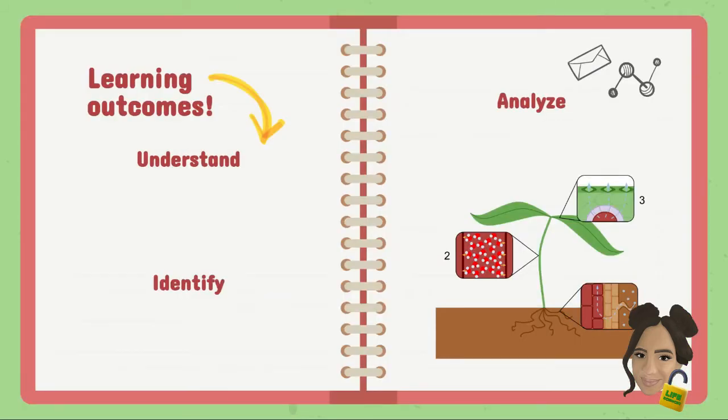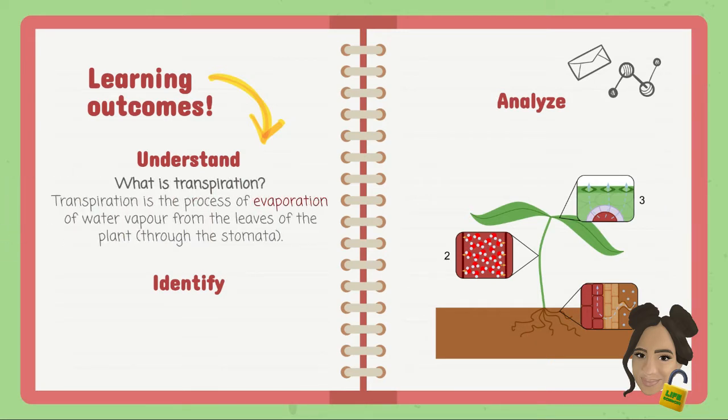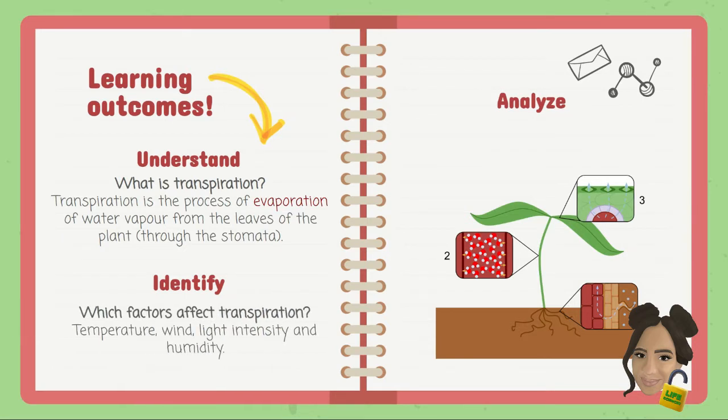The outcomes for this lesson are to understand what transpiration is, identify the factors that affect transpiration including temperature, wind, light intensity, and humidity, and lastly, analyze how water and dissolved minerals are taken in through the root of the plant.